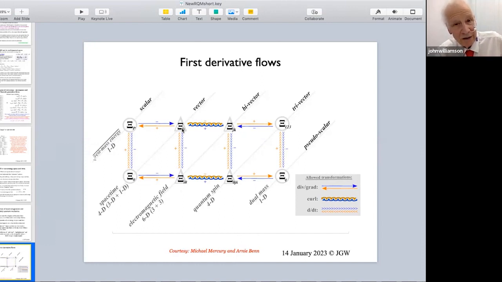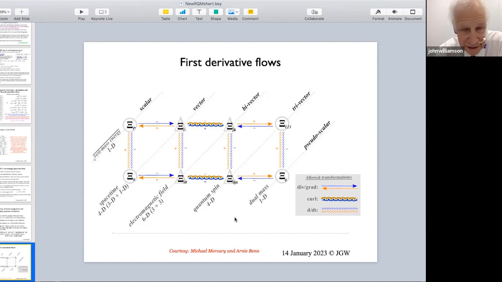So while the derivative is zero, it doesn't mean the vector potential and the quantum spin is zero as well. In fact, we know that it can be non-zero, because if you take a right circularly polarized photon, then the integral is going to give you h bar. Left circularly polarized, it's going to give you minus h bar. But if you take a linear one, it's going to give you precisely nothing at all. But it doesn't mean that the spins are everywhere zero. It just means that they average to zero. So these are the first derivative flows.